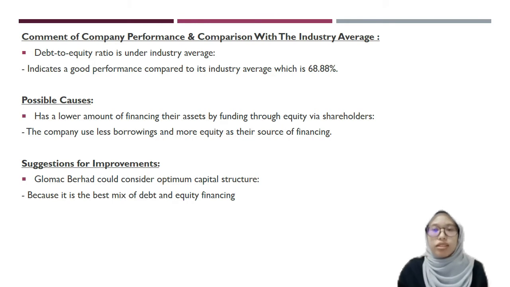The possible causes are that Glomac Berhad has a lower amount of financing their asset by funding through equity via shareholders. It means that the company is found to use less borrowing and more equity as their source of financing. But even though Glomac Berhad debt to equity ratio is below the industry average, Glomac Berhad could consider an optimum capital structure because it is the best mix of debt and equity financing. Moreover, it maximizes the company's market value while minimizing its cost of capital.